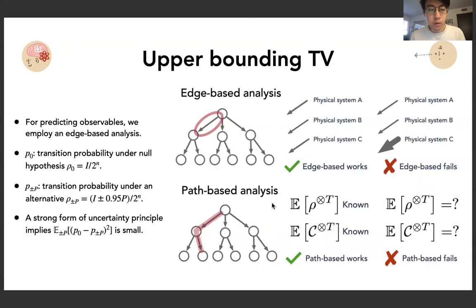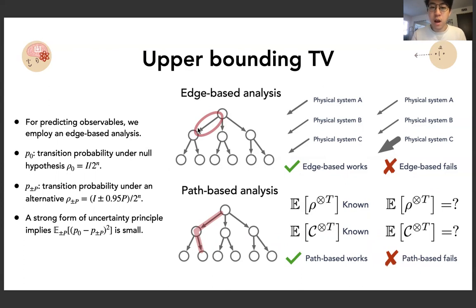In order to upper bound the total variation distance, we will employ two different general techniques. The first technique is what we call an edge-based analysis. That is, basically, the intuition is that for every transition, every edge, which corresponds to a particular measurement outcome, we would like to show that the probability of transitioning in that path is very similar across different physical systems.